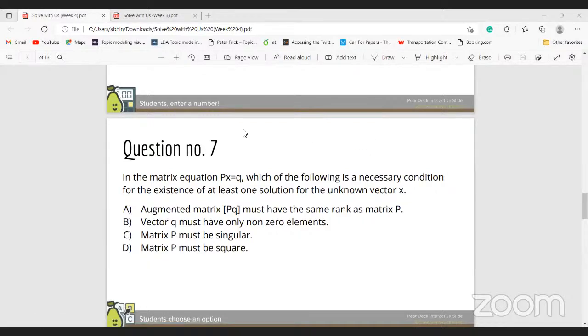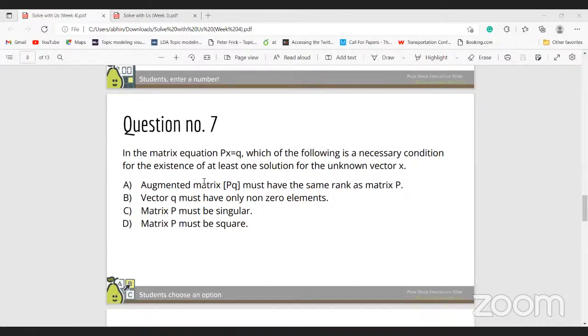Sir, I have a doubt on this one. Yeah, go ahead. Is point A always going to be true? Yeah, it's always true. Okay.